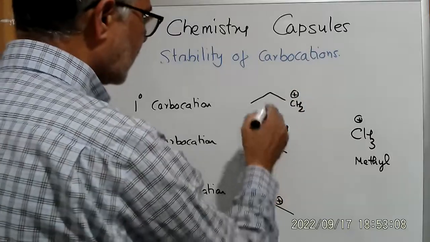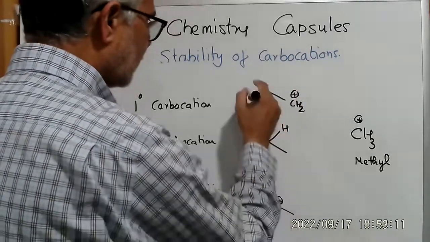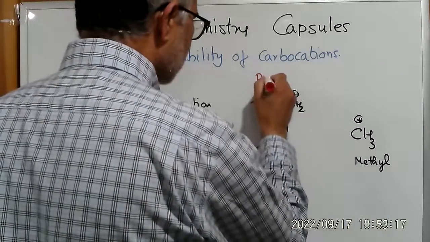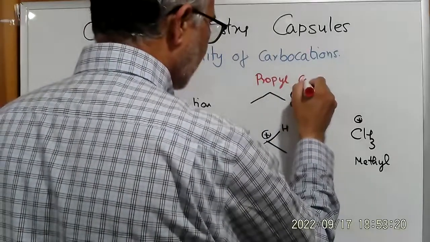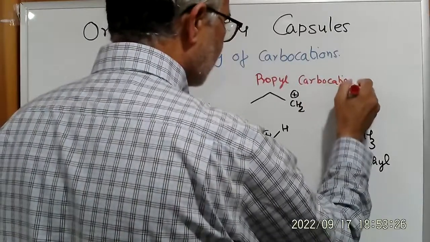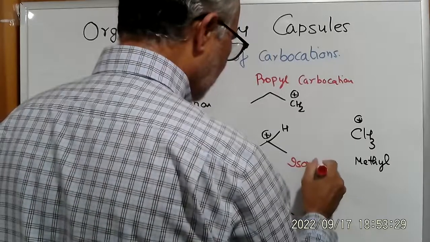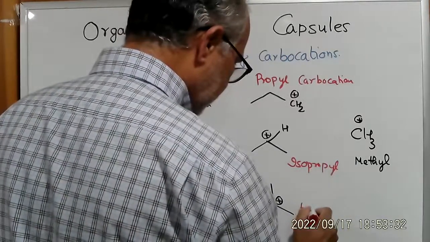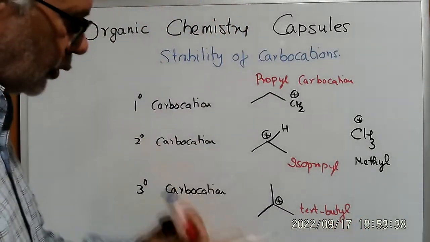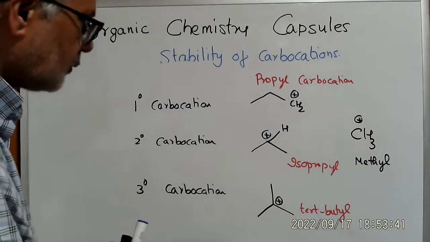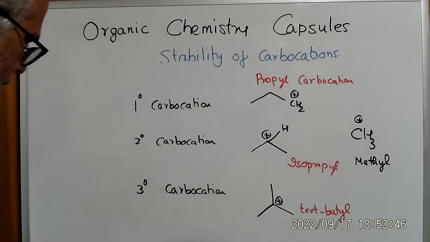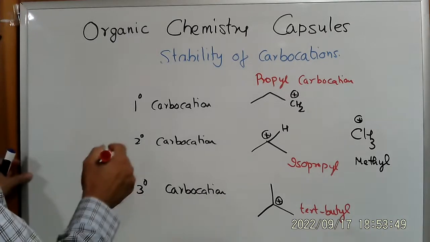So you have a primary, and the names of these carbocations are here. I'll put them in red, just to know some names. I know we didn't talk about naming yet. So that's the propyl carbocation. This is the isopropyl carbocation, and this is the tertiary butyl carbocation. This is just the names, and we'll come to names later on. So here you have different types of carbocations, and apart from this, there are some other unique carbocations.